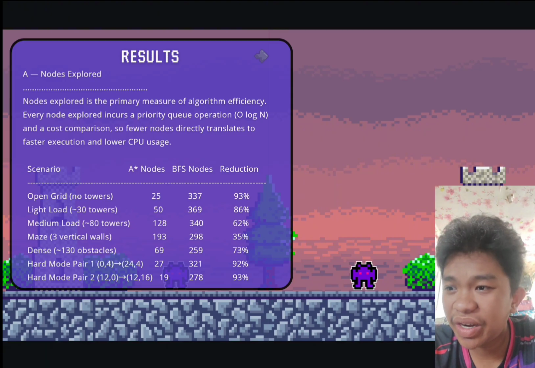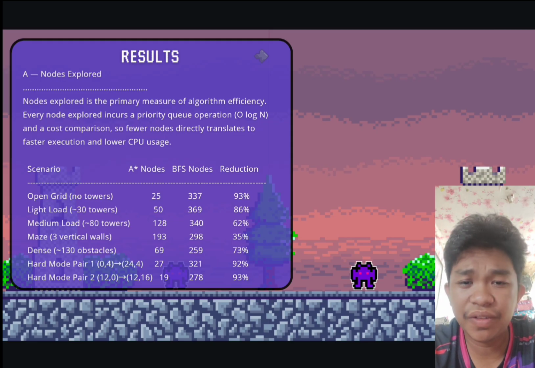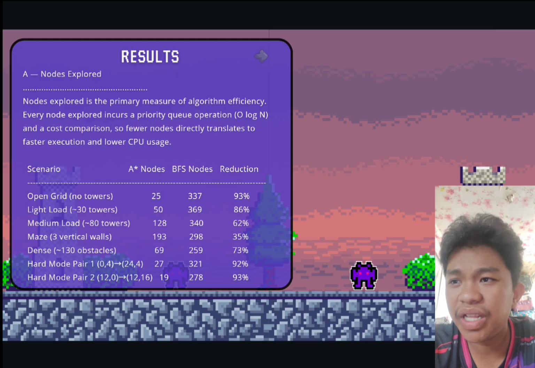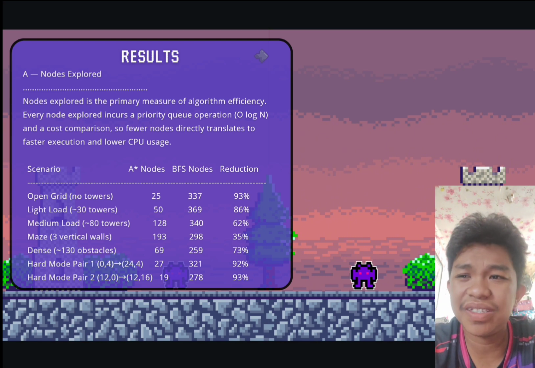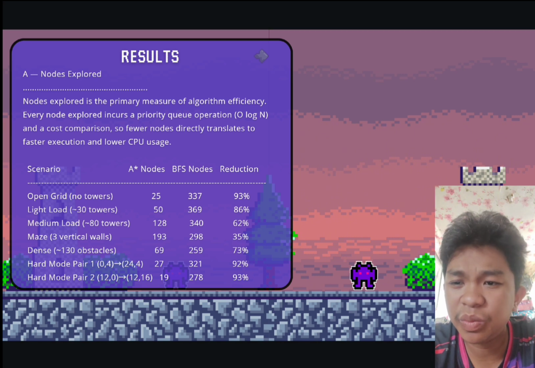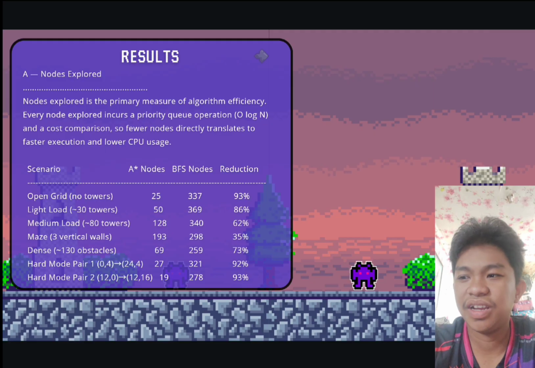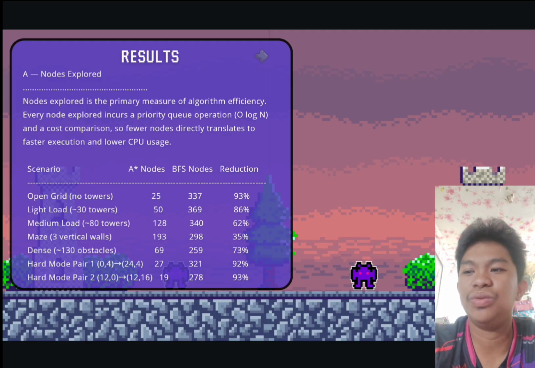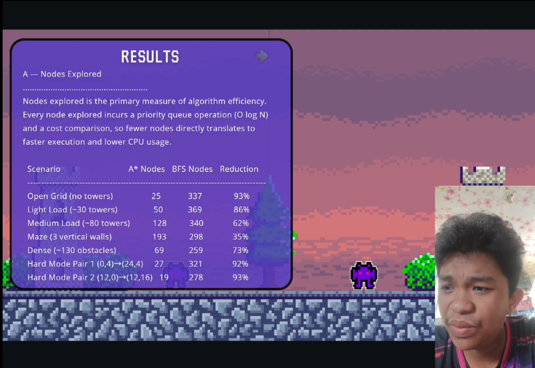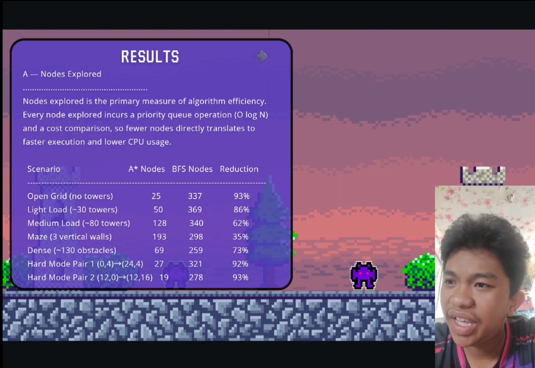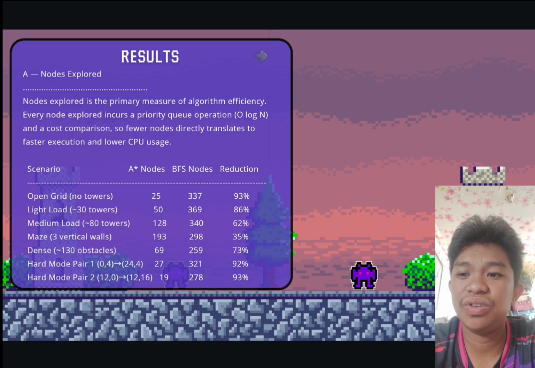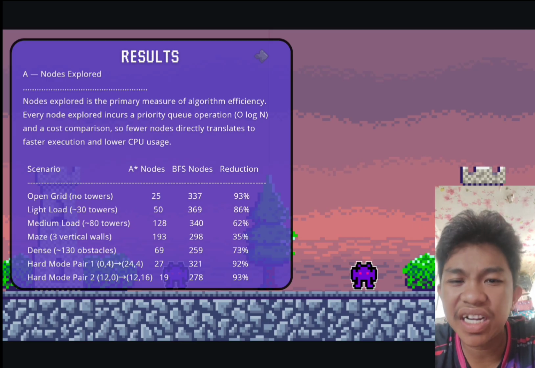Hard mode pair 1, 0 and 4, and 24 and 4: 27 A-star nodes, 321 BFS nodes with a 92% reduction. Hard mode pair 2, 12 and 0, 12 and 16: 19 A-star nodes, 278 BFS nodes with a 93% reduction.